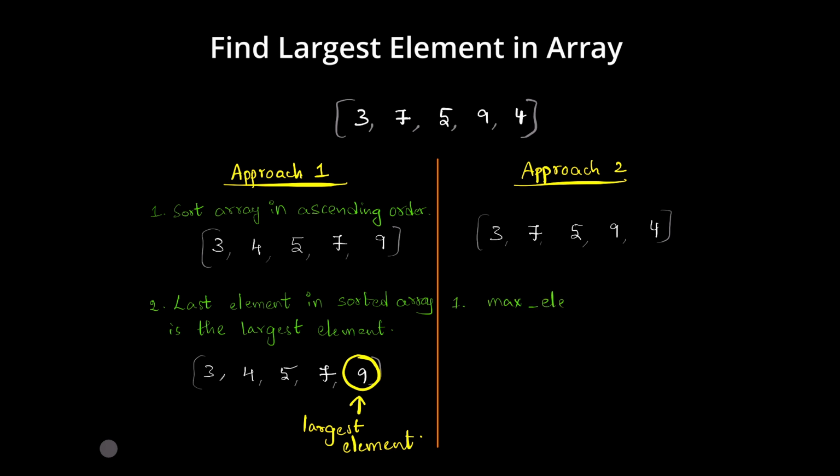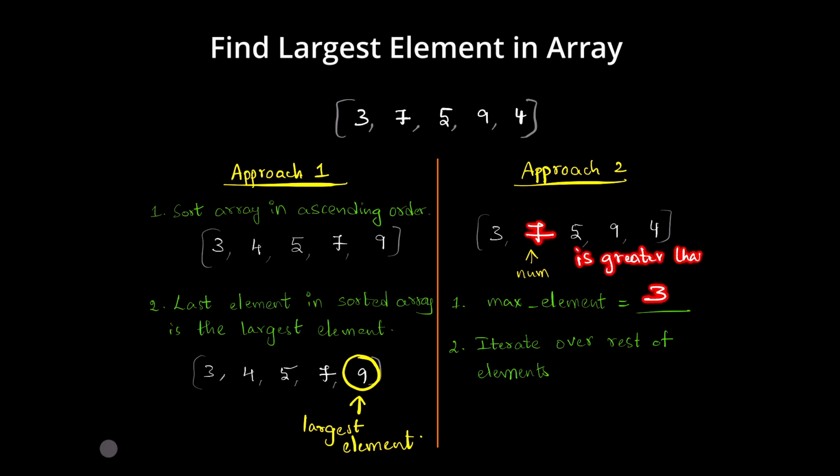Initialize a variable called max_element with the first element of the array. Loop through the rest of the array. For each element, if it's greater than max_element, update max_element. Current number is 7, and max element is 3. Since current element is greater than value in max element, update max element with the current number. Go to next element.